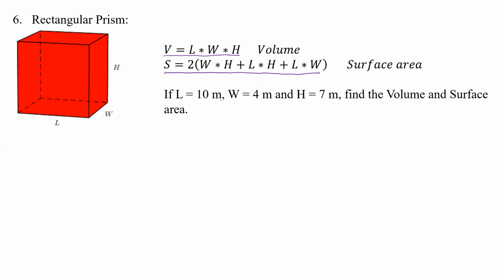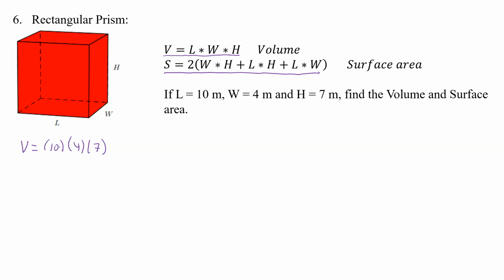So they give us length, width, and height, 10 meters, 4 meters, 7 meters, and they want us to find both volume and the surface area. Well, volume is going to be length, which is 10 meters. We don't need the meters here, we'll leave that out for now. So 10 times the width, which is 4, times the height, which is 7.